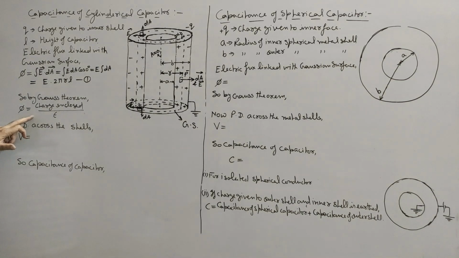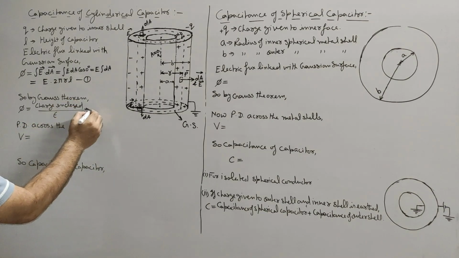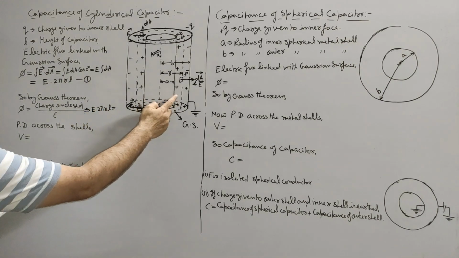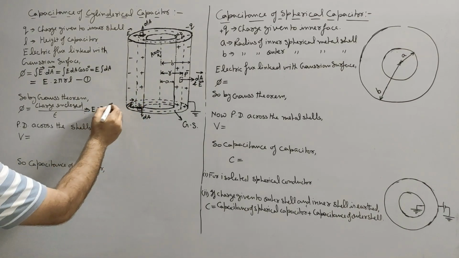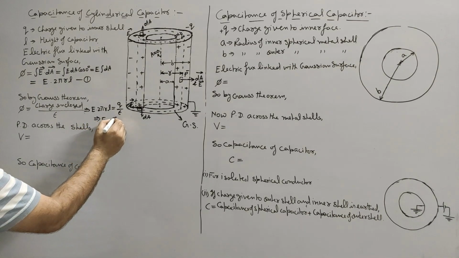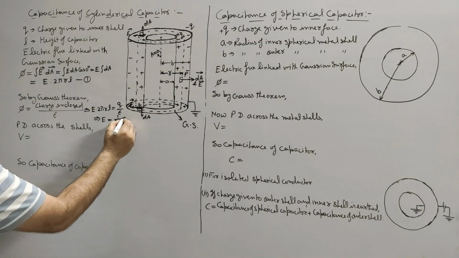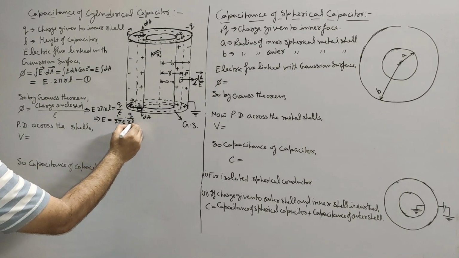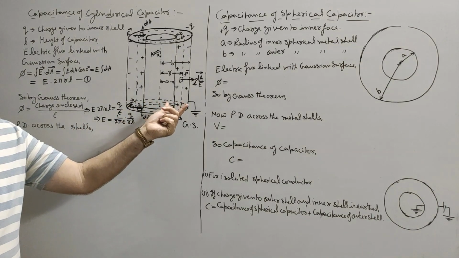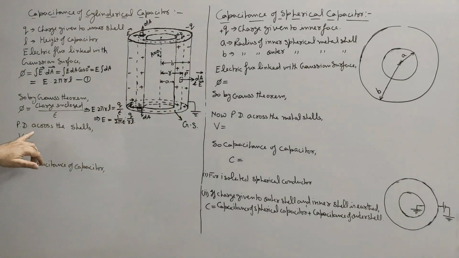By Gauss theorem, the electric flux linked with Gaussian surface is equal to charge enclosed divided by epsilon, and this implies E into 2 pi RL is equal to charge enclosed by Gaussian surface, means charge possessed by inner shell, that is Q upon epsilon, and this will give us E is equal to 1 over 2 pi epsilon Q upon R into L.